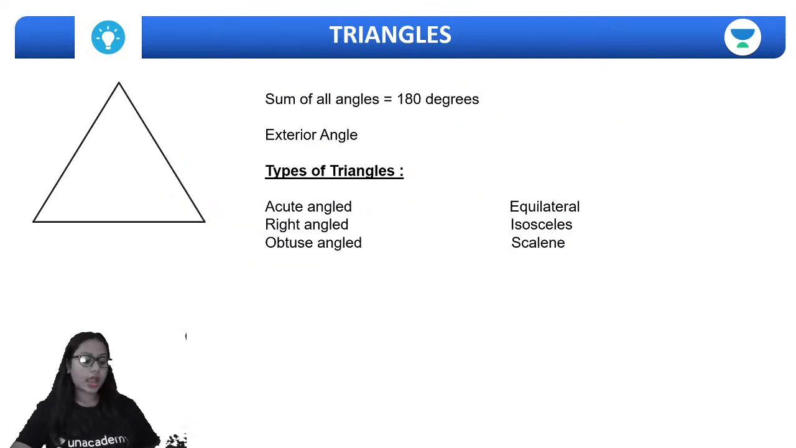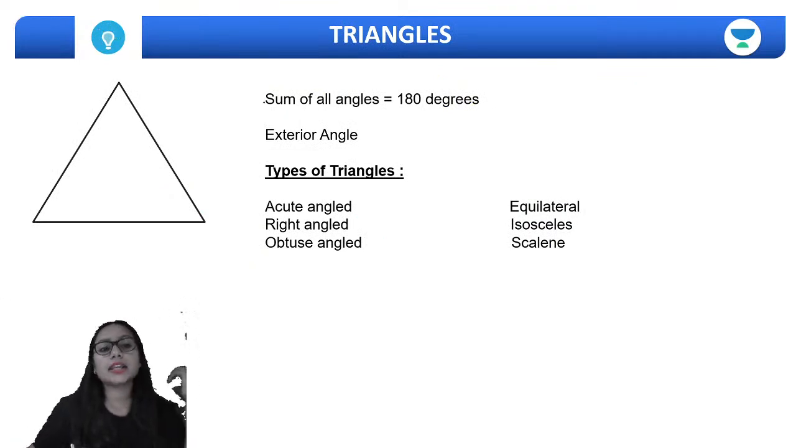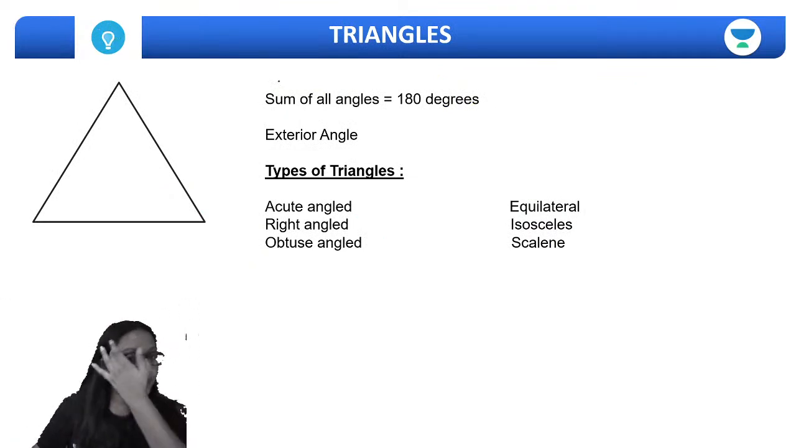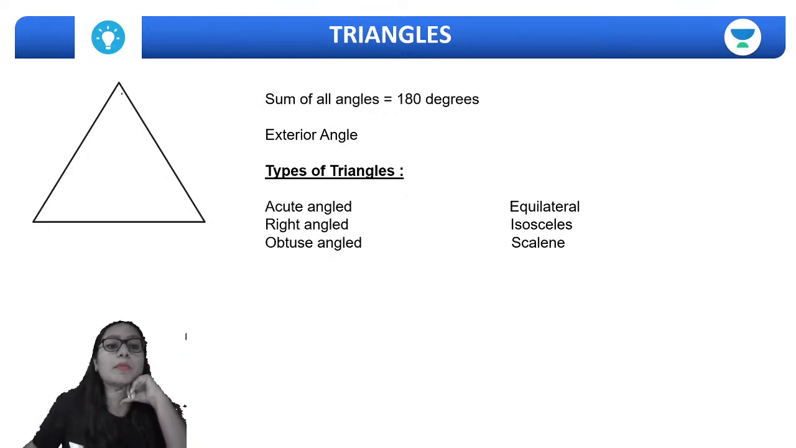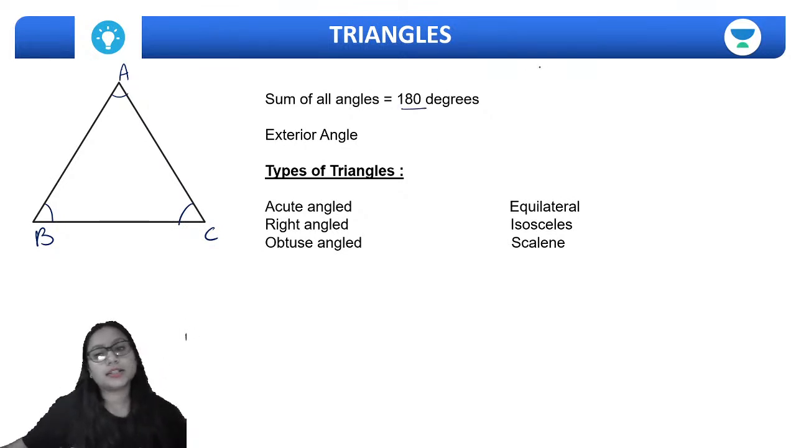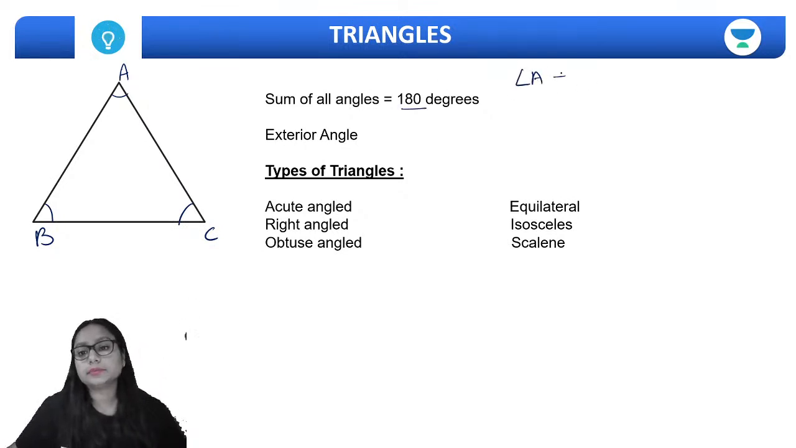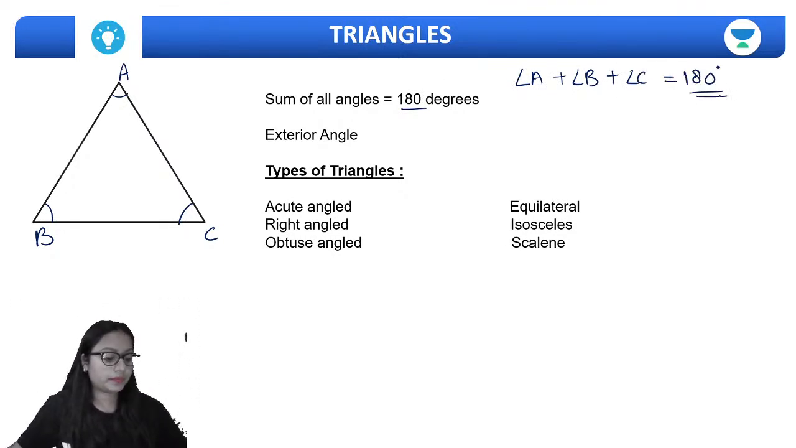Okay, so now we will be discussing triangles. So what is a triangle? A triangle is a three-sided closed figure. Let us take this as a triangle ABC, and the angles A, B and C are there. So the sum of all angles of a triangle is 180 degrees. So angle A plus angle B plus angle C is equal to 180 degrees.